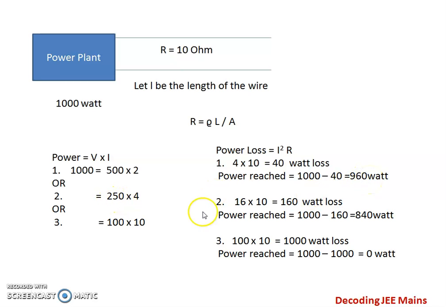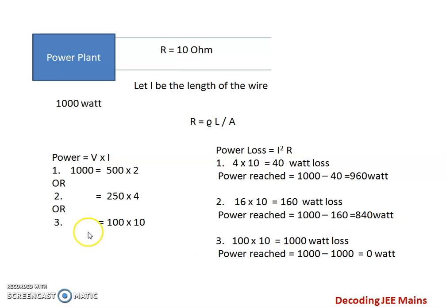For the second case, that is voltage as 250 volt and current as 4 ampere, the I square R loss will be 4 square, that is 16, multiplied by 10 ohm, that is the resistance. So it is 160 watt loss. So the power which is reached at the consumer end will be 1000 watt minus 160, that is 840 watt.